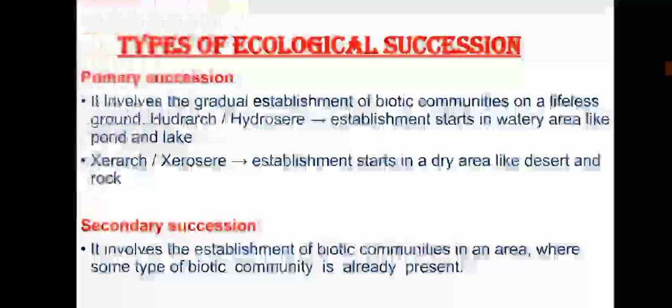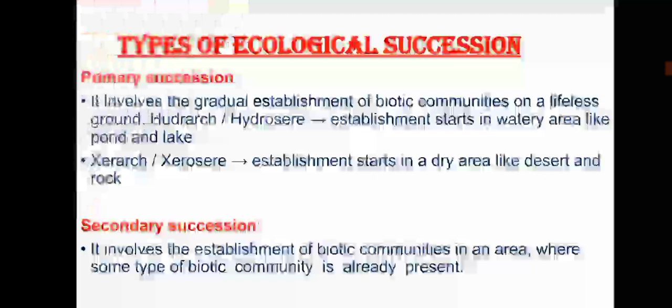This ecological succession is classified into two types. One is primary succession and another one is secondary succession. Primary succession means the establishment of a biotic community takes place on a lifeless ground. If it takes place in a watery area, it is called a hydrarch. If it takes place in a desert area, it is called a xerarch.